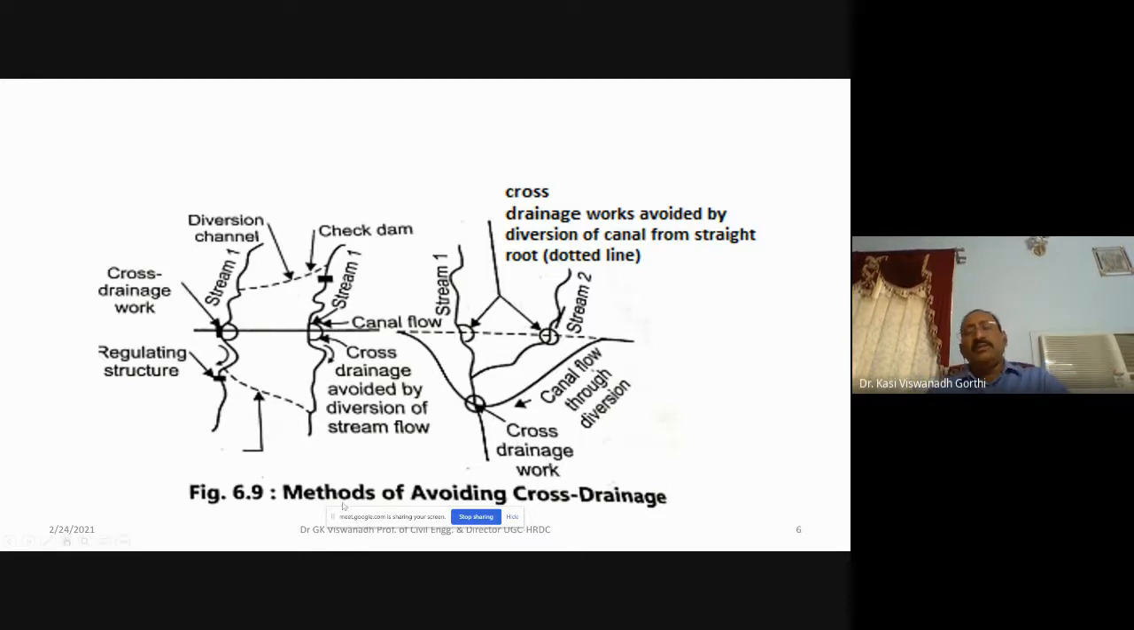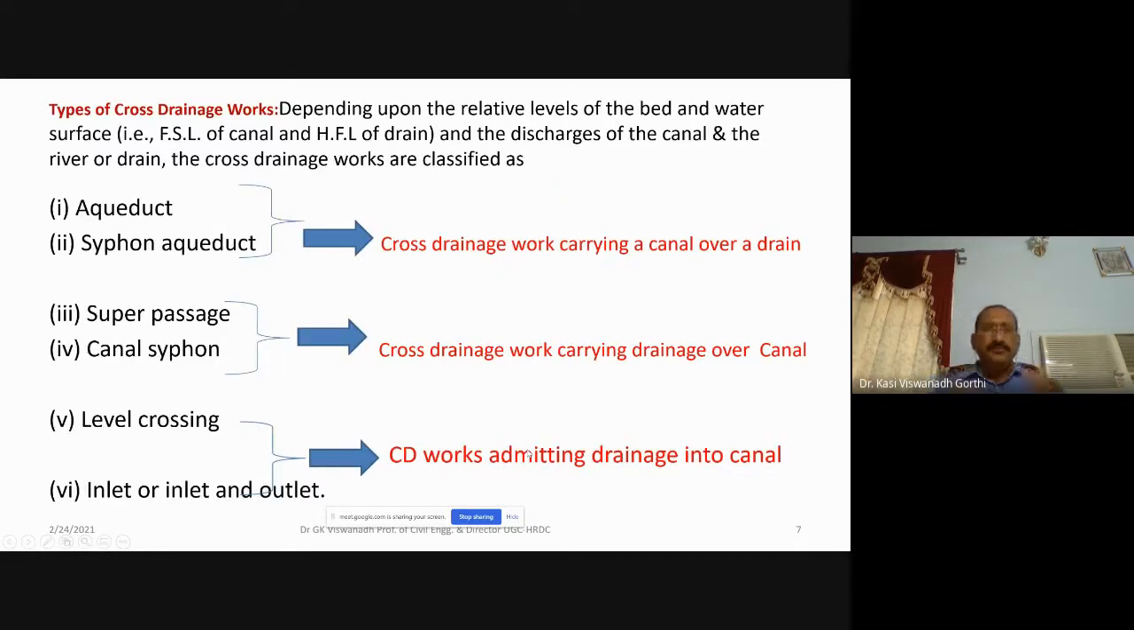So this is how several methods are to be verified and checked in the field, to see how we can avoid the cross drainage work. Cross drainage work is avoided by diversion of the canal from a straight route to a dotted route. This is the dotted route through which the canal was originally meant to flow, where stream 1 and stream 2 join together. If the canal is made to cross after the confluence point of the streams, only one CD work would be sufficient. This is how you need to look at how the cross drainage works can be minimized.